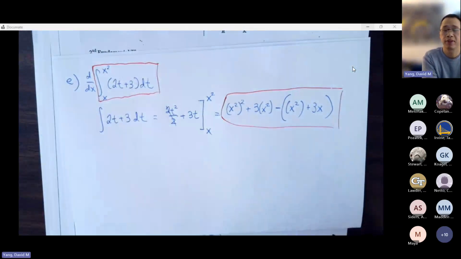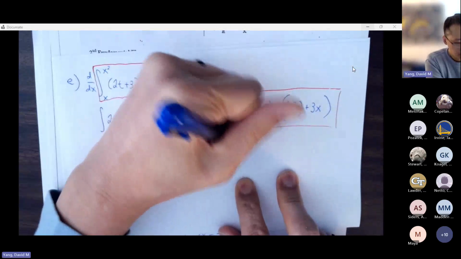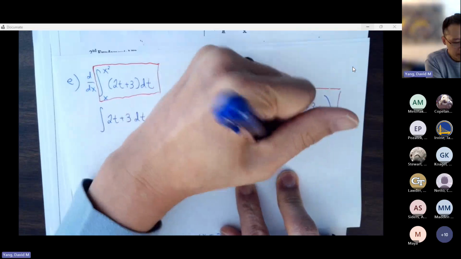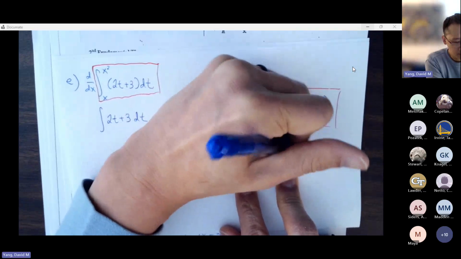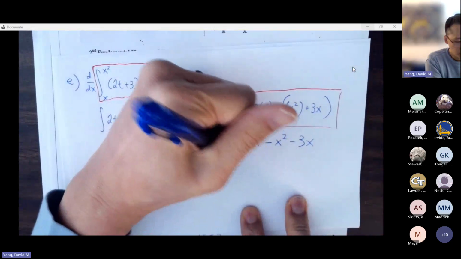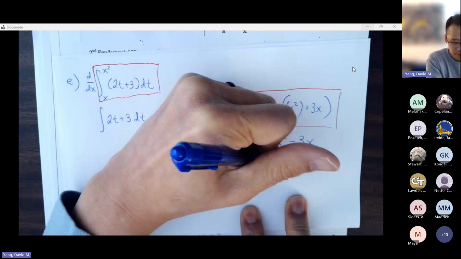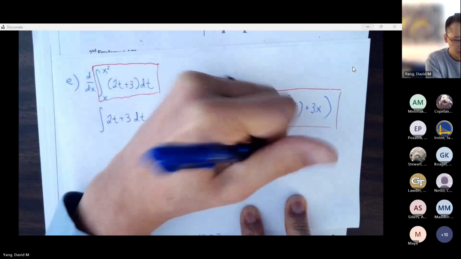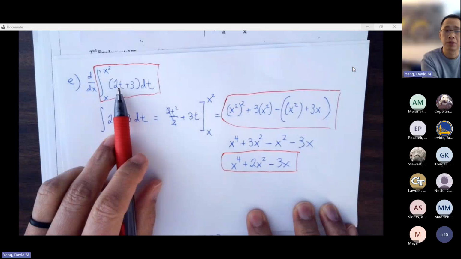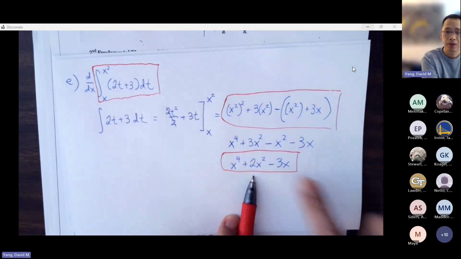We haven't done the derivative yet, but let me clean this up here. X to the fourth plus 3x squared minus x squared minus 3x, right? I'm distributing that negative through. X to the fourth plus 2x squared minus 3x. So these are all equivalent, right? Integral, definite integral, the result here.